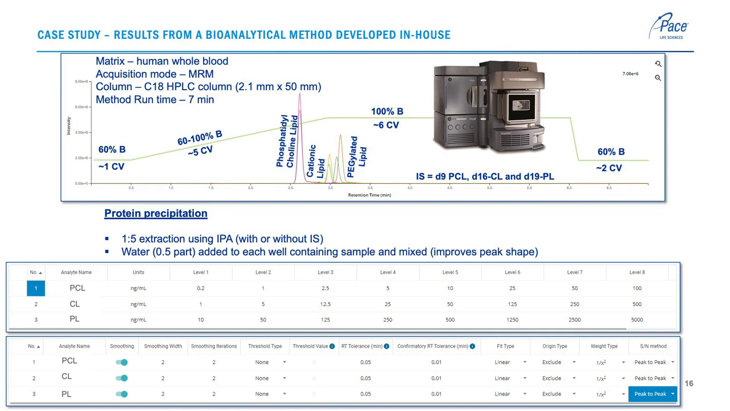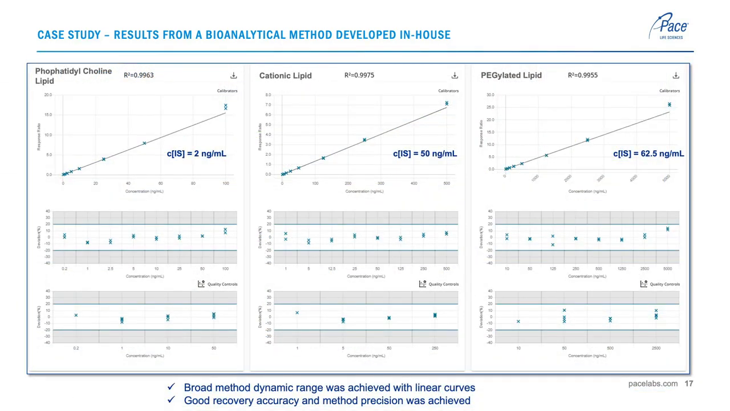An excellent dynamic range is achieved, with the upper limit of quantitation being 500 times higher than the lower limit of quantitation, as you can see in the first table. The second table consists of the integration parameters. Typically, smoothing is applied to obtain reasonable peak shape. In this case, we have used linear regression, and in order to improve the recoveries of the low-level standards, 1/x² weighting has been applied. This is how the calibration results look for the three lipids.